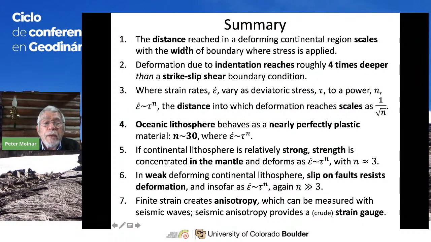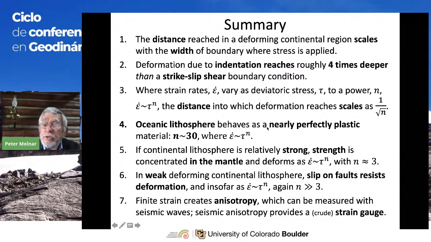So if I summarize, if we have a deforming continental region, the distance reached into the deforming region scales with the width of the boundary where the stress is applied. That makes sense. The deformation due to indentation reaches roughly 4 times deeper than a strike-slip shear boundary condition. Where strain rates vary as a deviatoric stress raised to a power n, the distance into which the deformation reaches scales as 1 over the square root of n. So if n is a big number, the deformation reaches a short distance. If n were 3, it reaches a smaller distance into the material.